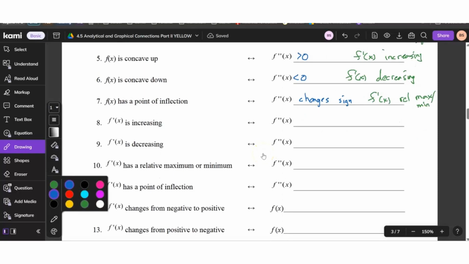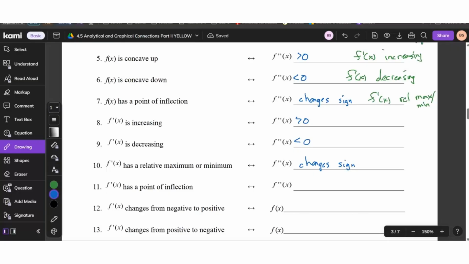All right, now let's switch up from f to f prime. So if f prime is increasing, then f double prime is greater than 0. Yeah, it is. And the original is concave up. Exactly, concave up. Okay, if f prime of x is decreasing, this one is less than 0, and the original is concave down. If f prime of x has a relative max or min, then f double prime of x changes sign, because we know for sure that it has that point of inflection. So it has to change sign.